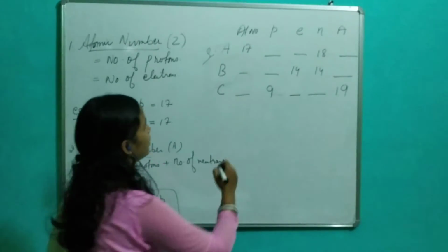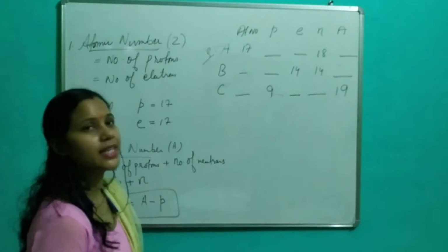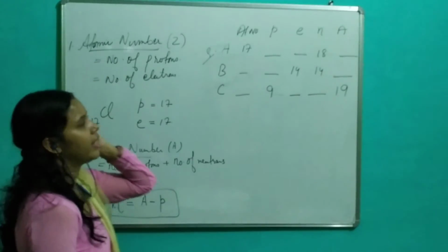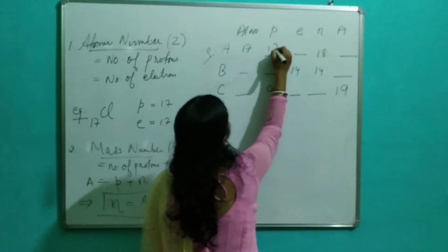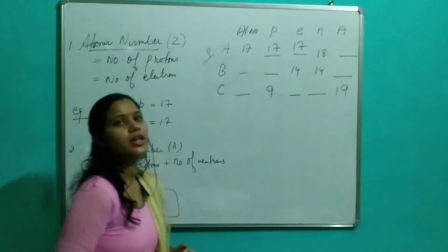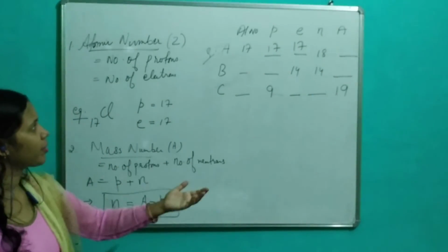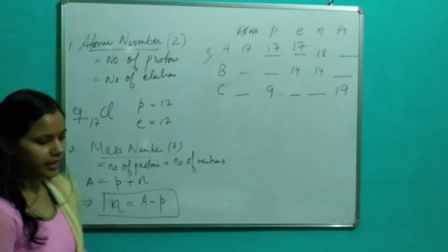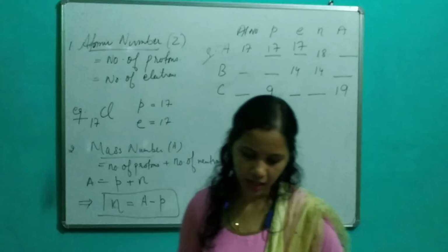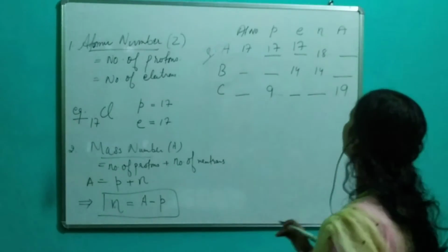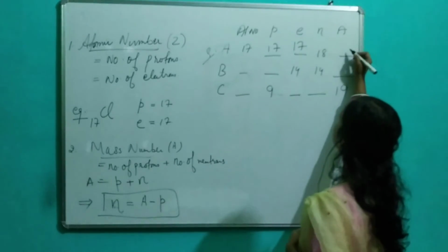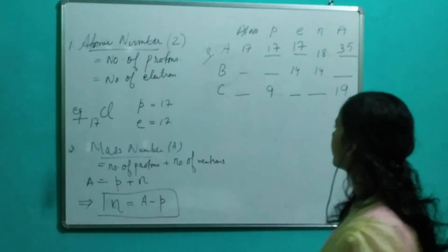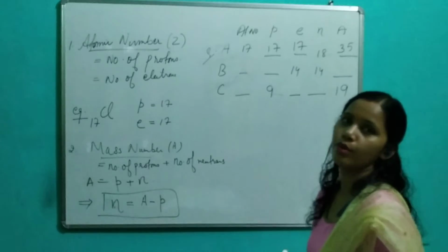For the first element atomic number is 17 and we know that atomic number is equal to number of proton and number of electron. ठीक है, तो number of proton क्या हो जाएंगे 17, number of electron क्या हो जाएंगे 17. बचा क्या? atomic mass. Atomic mass क्या होता है? Atomic mass is equal to number of proton plus number of neutron. So if I calculate the number of proton and number of neutron, then 17 plus 18, that is equal to 35. And the element, you can also identify the element that is equal to chlorine.